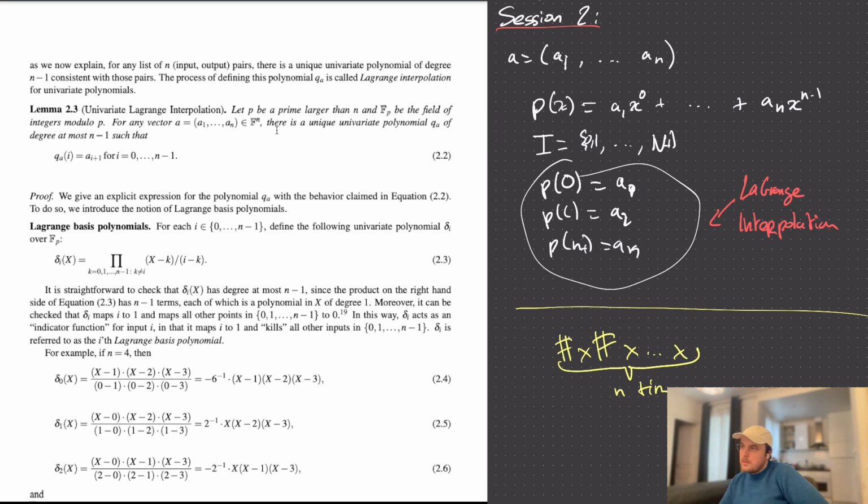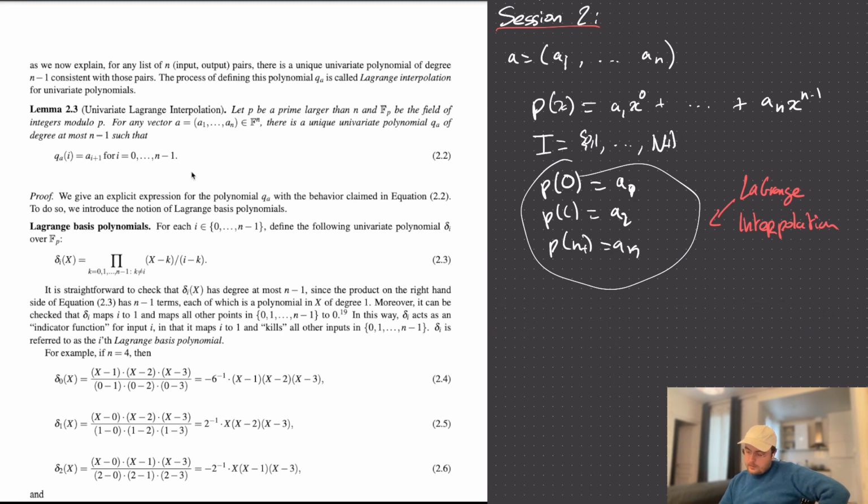There is a unique univariate polynomial Q of degree at most n minus 1 such that Q of i equals a of i plus 1. So that's what I was saying. The lemma is basically saying that there is always a polynomial that does this thing. There is always a polynomial that does this.